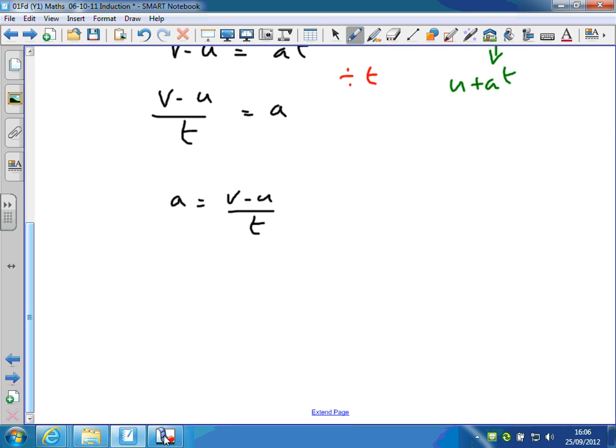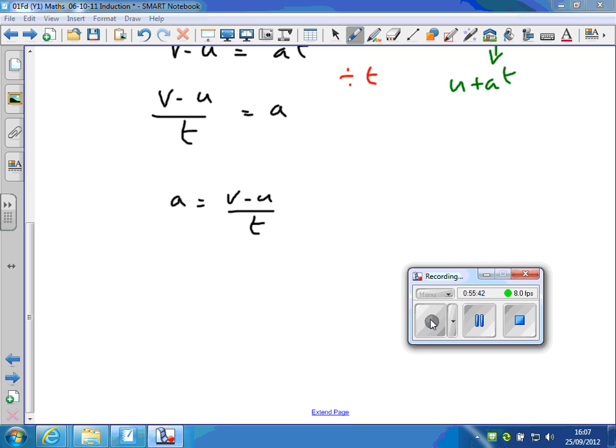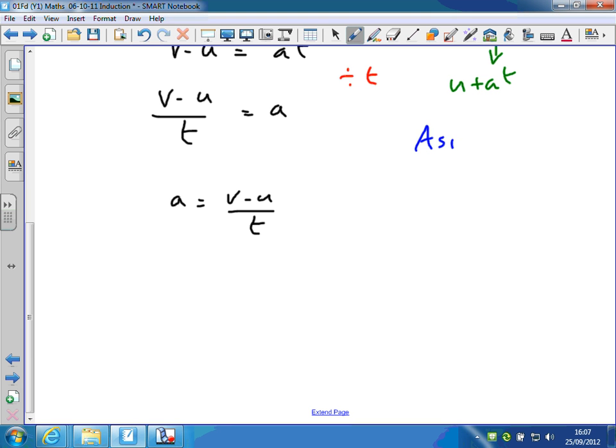Just pause a sec. A little aside, I'm going to talk now about why it is you've got to do the minus U first and not divide by T. And look at the consequence if you divide by T first, okay?